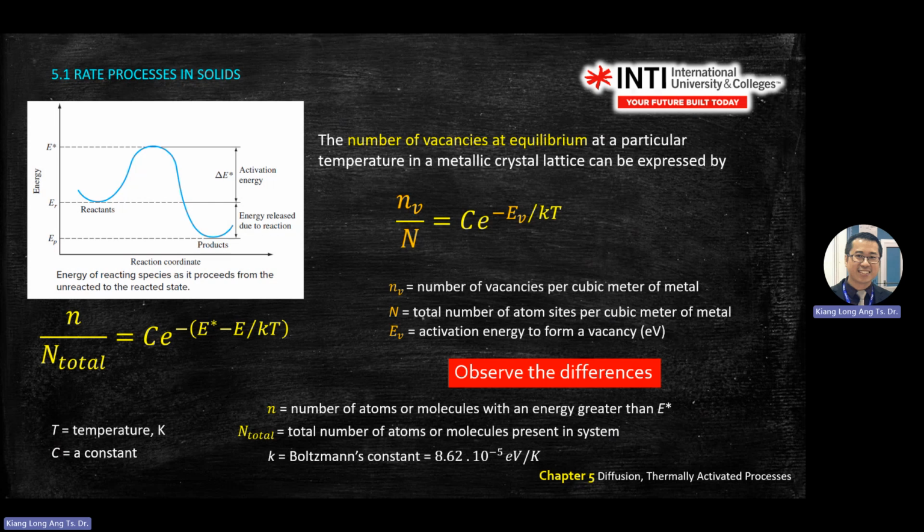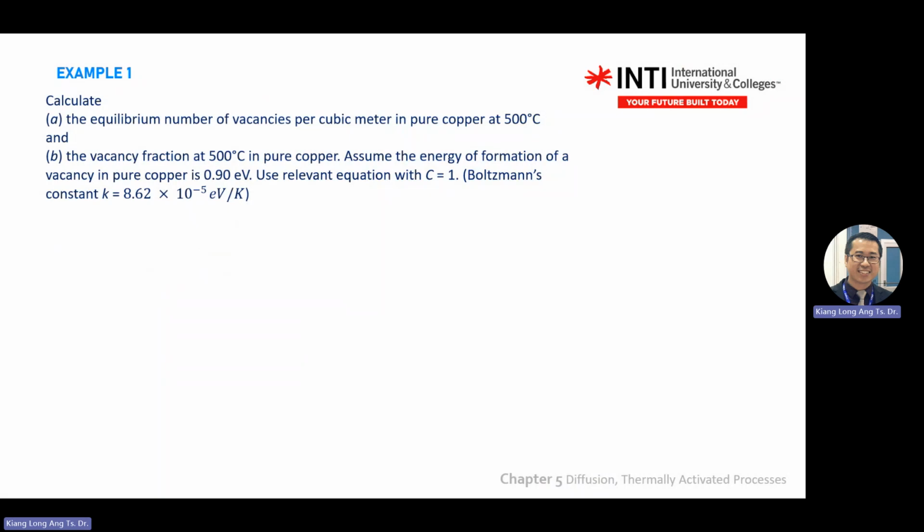The one on the left is for the diffusion chapter, or chapter 5. It asks you how many atoms are having energy greater than E star. The one in the middle, NV here, is the number of vacancies. Okay, number of vacancies. So how do we apply the equation?